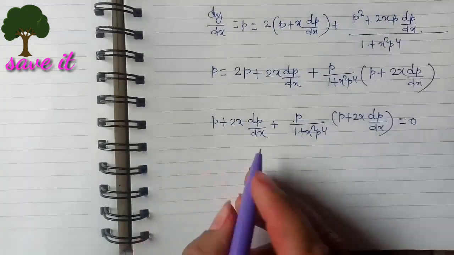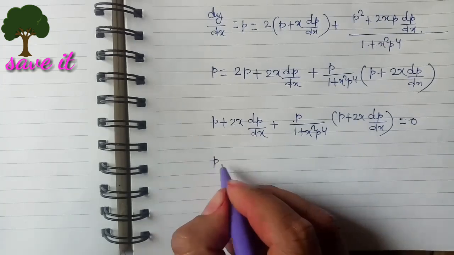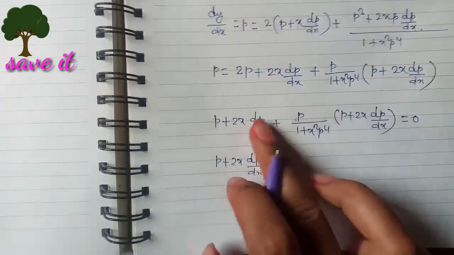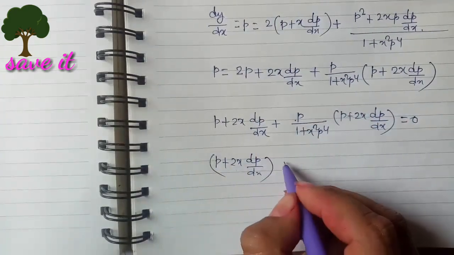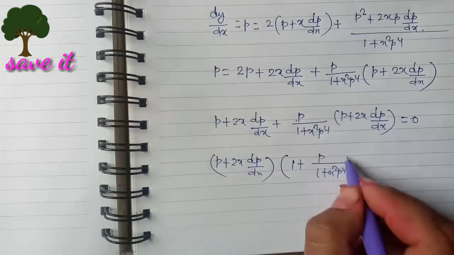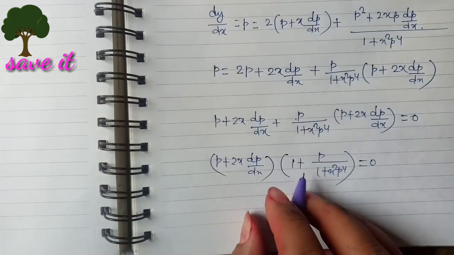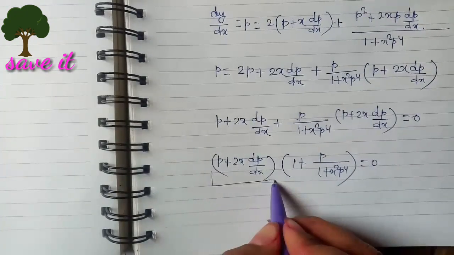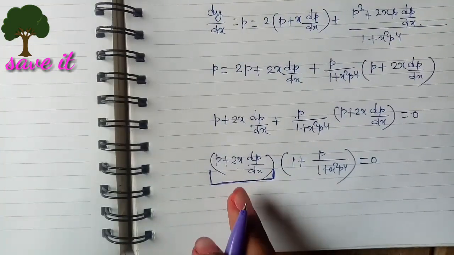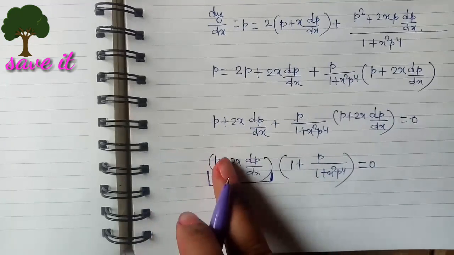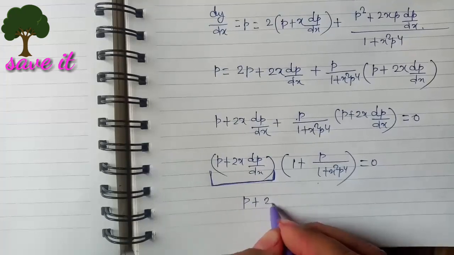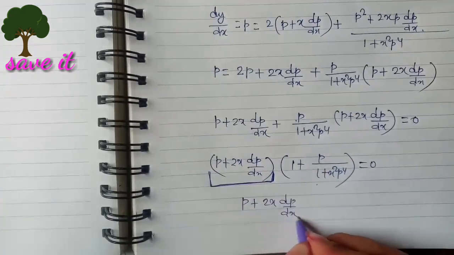So now from here we can do what? Taking p plus 2x dp by dx common, we get p plus 2x dp by dx times 1 plus p upon 1 plus x square p to the power 4 is equal to 0. This second term will not give us the general solution, so we will take this first function, not this. So now p plus 2x dp upon dx is equal to 0.